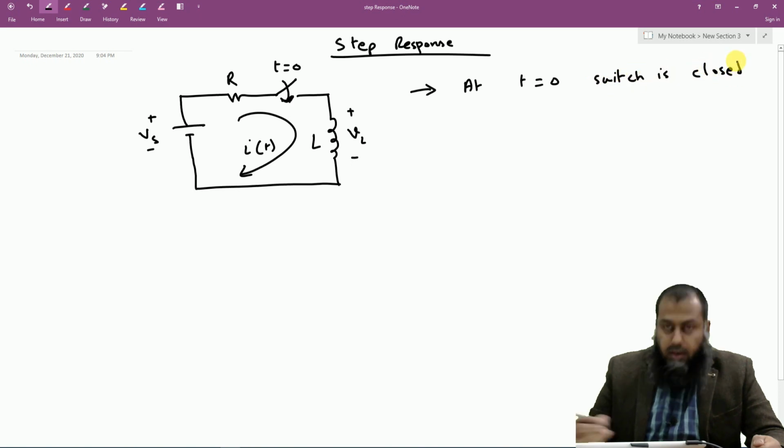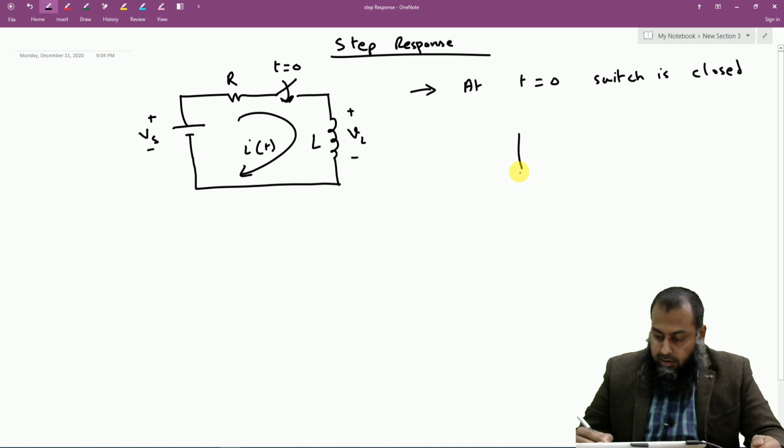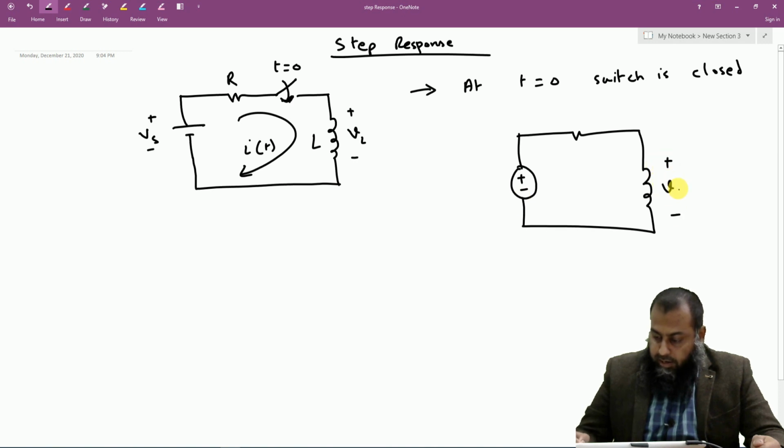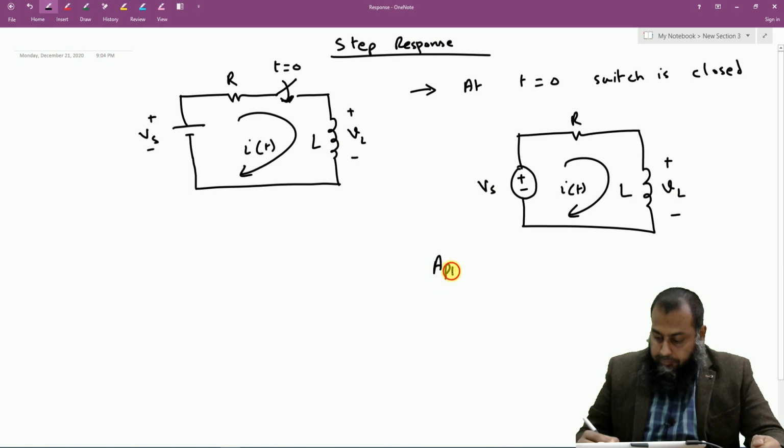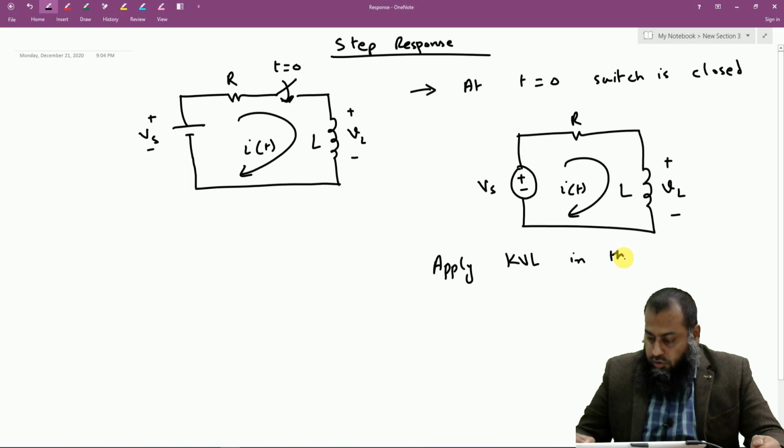In this given circuit, at time t equal to 0, the switch is closed, which means that the circuit will become of this particular shape here. So we have, again, this is VL, this is L, this is R, and we want to see what the current i(t) is here. This is Vs here. If we apply Kirchhoff's voltage law in this closed path, then we have Vs equals VR plus VL.